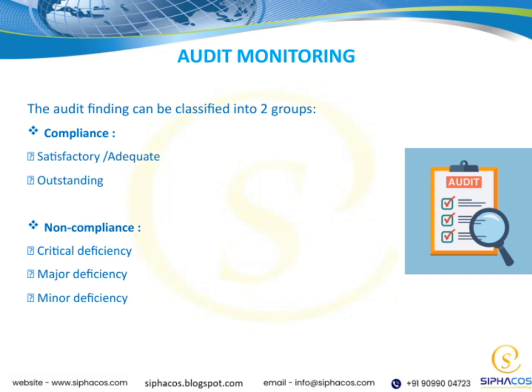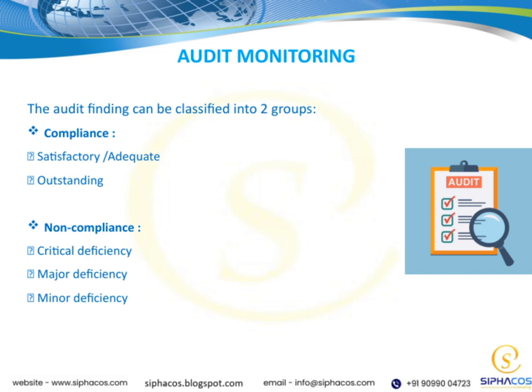Here, we identify issues that need attention. Noncompliance can be critical, meaning there's a severe problem that could pose significant risks. Major deficiencies are serious, but not as urgent as critical ones, while minor deficiencies are small issues that still need to be addressed but are less impactful.